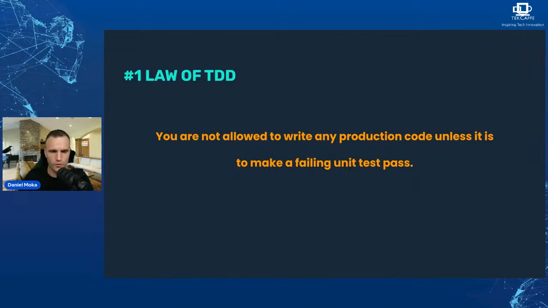So first of all, the first law of TDD says you are not allowed to write any production code unless it is to make a failing unit test pass. So in other words, we have to start with a failing test. This law ensures at a high level that for every piece of code we write, there is a demand for it, and for every piece of code we write, there is also a test.